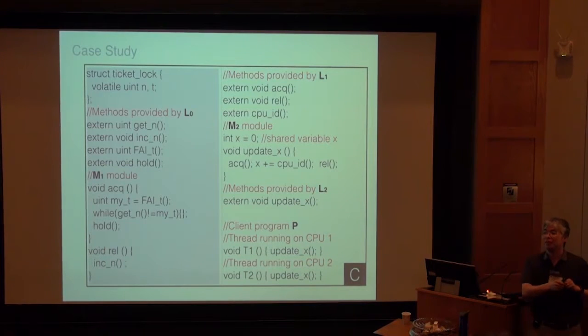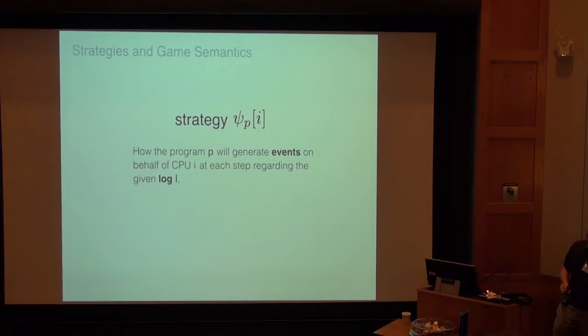All right. Everybody understand this code? So now we try to verify it, or first understand how this code works. It's already pretty complex. I want to explain this notion of a strategy, which is a game semantics notion. It sounds scary, but it's actually not very different from what you normally understand as a program trace. It's just a very special kind of trace. It basically says how the program P will generate events on behalf of CPU I at every step, given a log L.